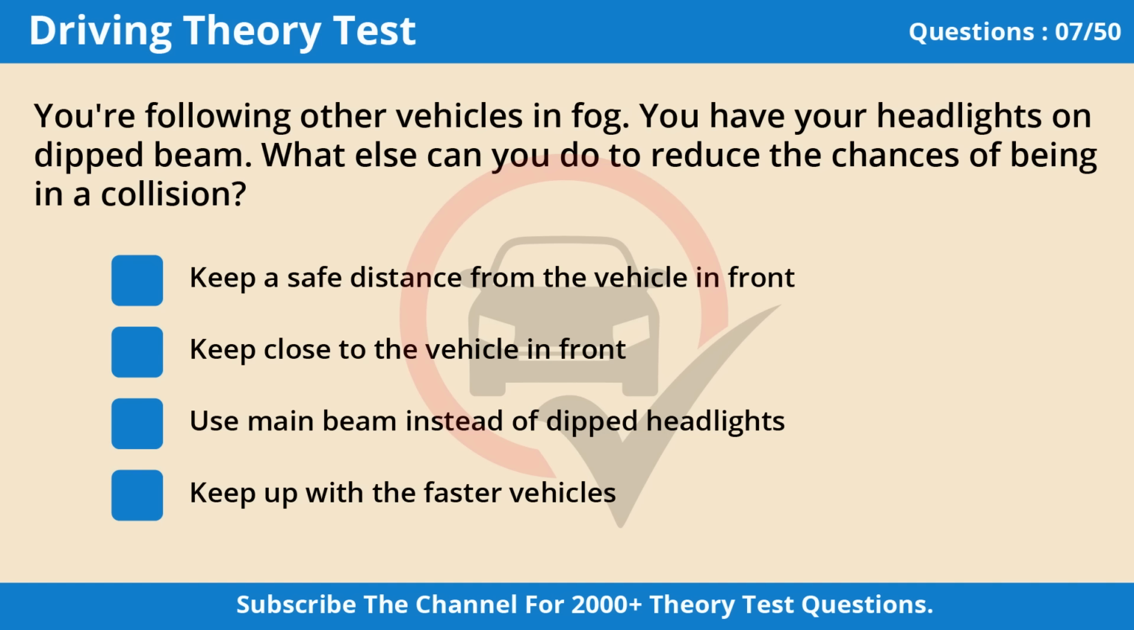Question 7. You're following other vehicles in fog. You have your headlights on dipped beam. What else can you do to reduce the chances of being in a collision? A. Keep a safe distance from the vehicle in front. B. Keep close to the vehicle in front. C. Use main beam instead of dipped headlights. D. Keep up with the faster vehicles.